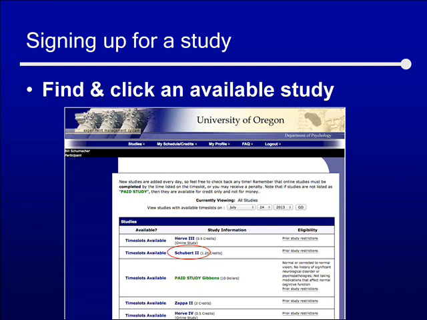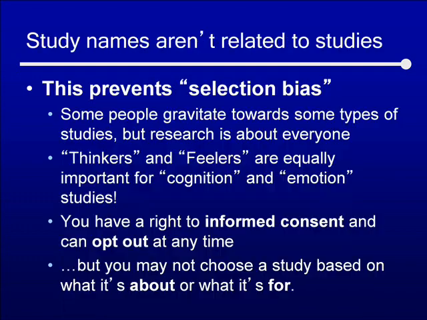They're actually composers' names. We do this intentionally to prevent what's called selection bias. We don't want people signing up for particular studies that they're interested in because that may bias responses overall. We want random selection as much as possible, so people randomly selecting studies.